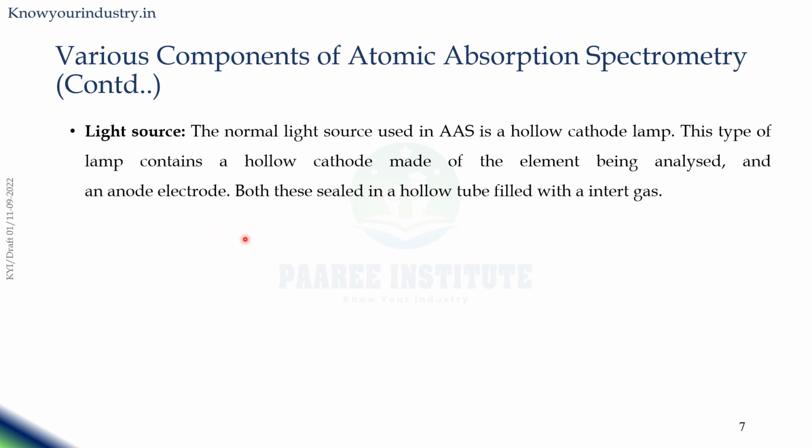The light source employed in atomic absorption spectrophotometry is generally a hollow cathode lamp. This type of lamp contains a hollow cathode made of the element being analyzed and an anode electrode. Both the cathode and anode electrodes are sealed in a hollow tube filled with inert gas.